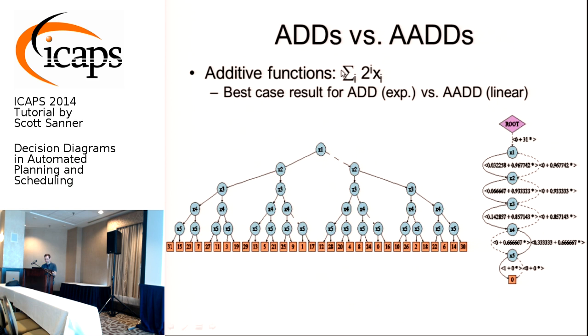Okay. This function is the sum over i of 2^i x_i. This is the worst case, has an exponential number of leaves. And again, linearly sized affine ADD.